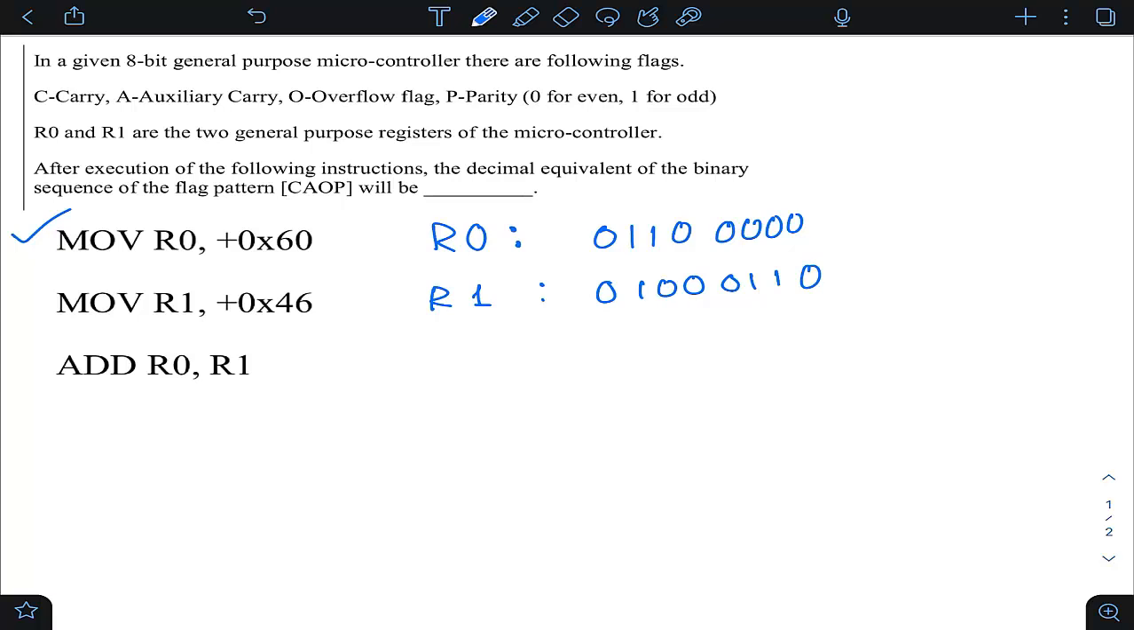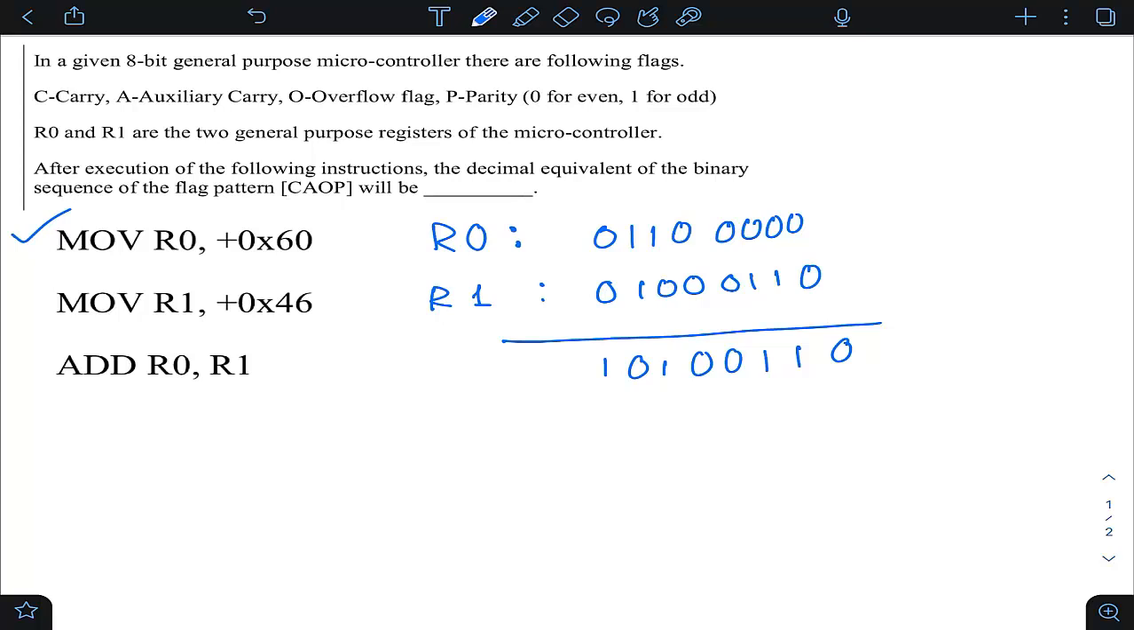Now the next instruction is ADD R0, R1. In this case you have to add the content of R0 and R1. If you add it, what do you get? 0110 0000 plus 0100 0110, the sum is 1010 0110. So this is what you are getting.